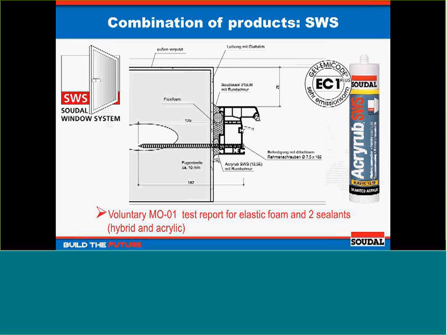So we had sealants and foams. We can, of course, combine some of these products. This is typically a drawing that I've taken out of one of the test reports that we got from EFT in Germany, which is the test performed according to this famous MO01, as explained before, where we use 2 sealants and an elastic foam, one sealant on the inside, one sealant on the outside, and the foam in between. On the right, you can see the product that was used on the inside. This is also very low emission, which is the added benefit for this solution.